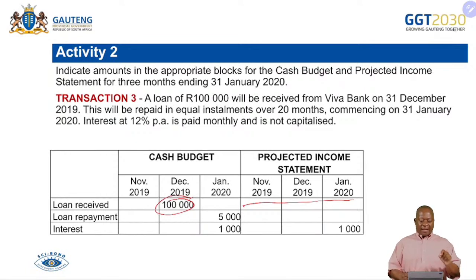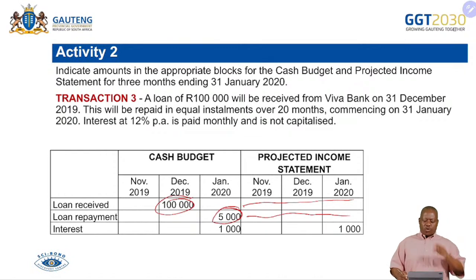And if we are paying 100,000 in 20 months, it means we are dividing it by 20 and we are getting 5,000. So per month, how much are we paying? 5,000 every month. Starting when? January. So there's no payment in November, no payment in December. We start paying in January. But is a loan repayment an expense? No, it's not. So it is going to affect our cash budget, but it's not going to affect our projected income statement. Good.